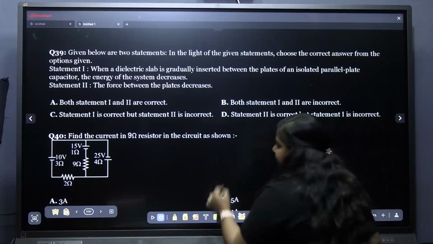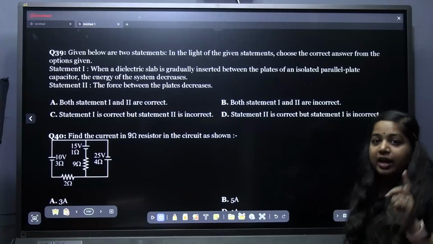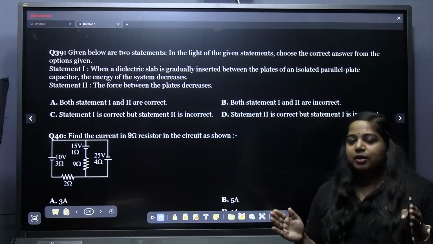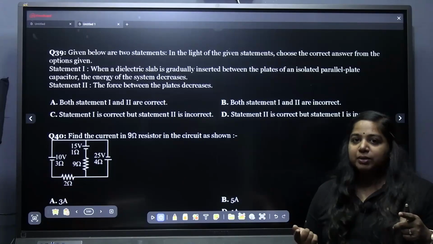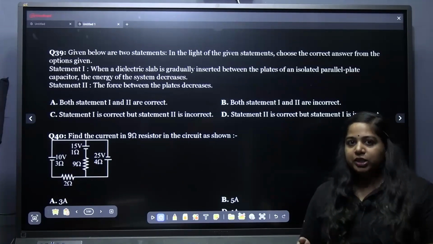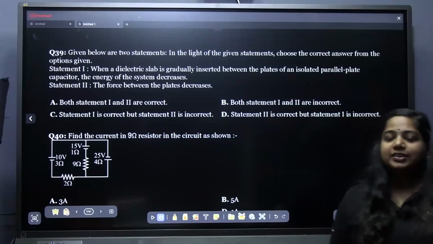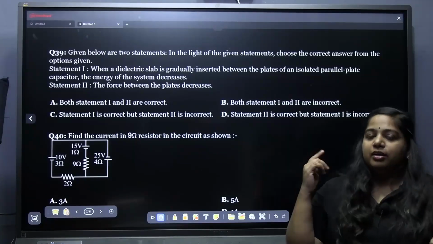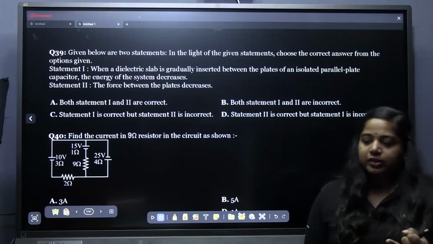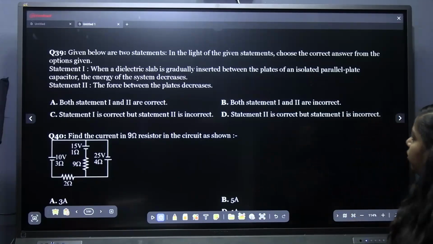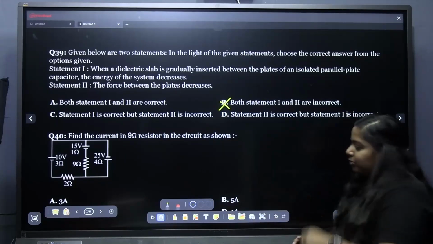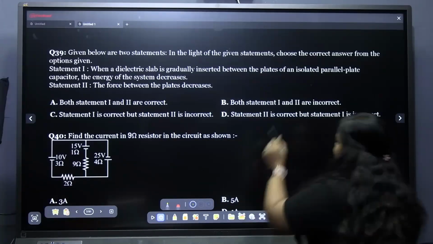See, when a dielectric is inserted, capacitance increases, right? V is remaining constant, but capacitance increases, which means charge will increase. CV is equal to charge. If charge is increased, energy should also increase, force should also increase. So, both are wrong actually. Statement 1 and 2 are incorrect. Oh, sorry, option B is the correct answer.